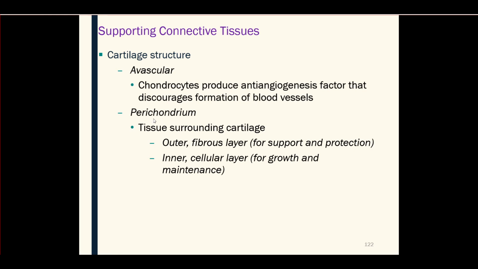So this is this tissue that surrounds the cartilage, and if you were to dissect it, you could actually separate it, peel it apart. It has an outer, what we call fibrous layer, that gives the cartilage some support and protection, and then it has an inner cellular layer that's involved in growth, right? As we're going through our formative years, this cellular layer helps the cartilage to grow, and then once we're in our adult years, the cellular layer will help to maintain that cartilage. And so this is known as the perichondrium.